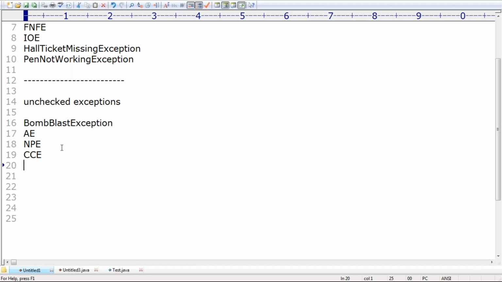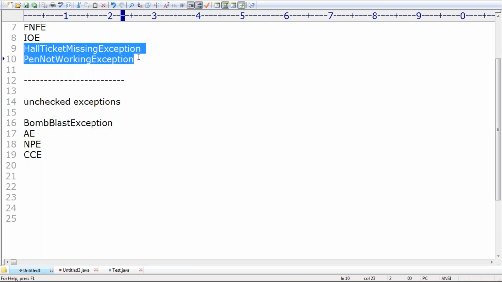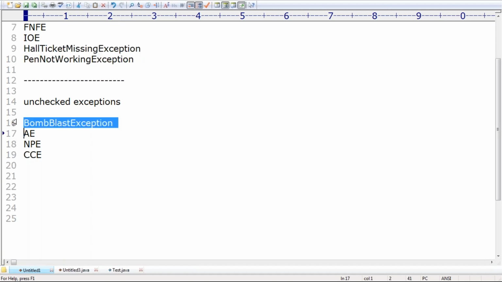So unchecked exception only. Make sure you are aware. Clear? Are you getting the basic idea? Yes. Sir, what is the biggest difference between hall ticket missing, pen not working, and bomb blast exception? Sir, these are the most commonly occurring exceptions in your life. Being a student, compulsorily everyone at least once has faced this type of problem. Pen not working in the exam room, hall ticket you may miss, such things. But a bomb blast exception in your lifetime, did you see it anywhere?